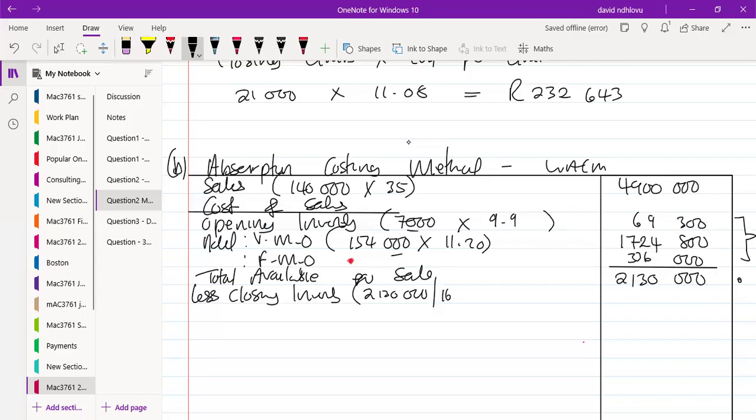Which is in total 161,000. Right, then we multiply by the 21,000 that we already calculated in the previous. So the 2,130,000 is the total cost. The 161,000 is the total number of units that give you that cost, which is opening and current production. So if we say 2,130,000 divided by 161,000, multiplied by 21,000, we are going to get 277,826.